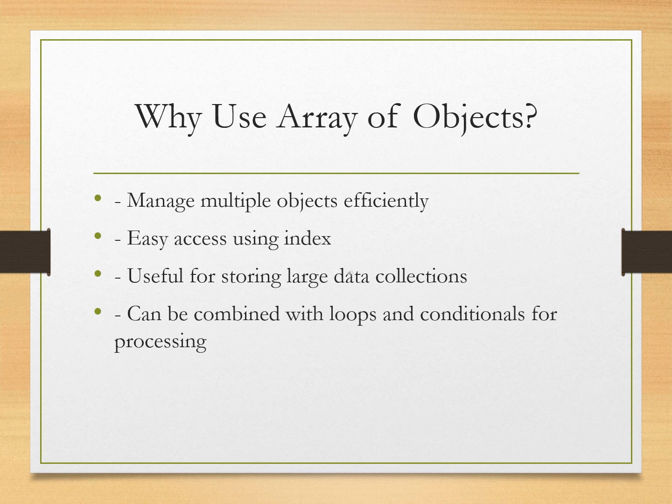Arrays of objects are useful for several reasons. They let us manage multiple objects efficiently and access them easily using indexes. They are ideal for storing large collections of data and can be processed efficiently with loops and conditionals. This makes them very practical for real-world applications where we need to manage groups of objects together.